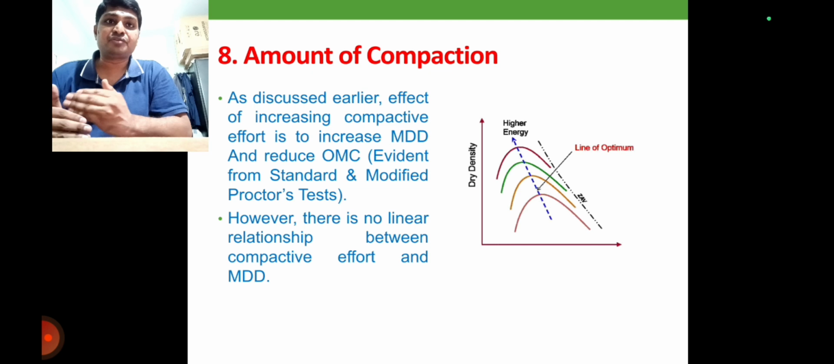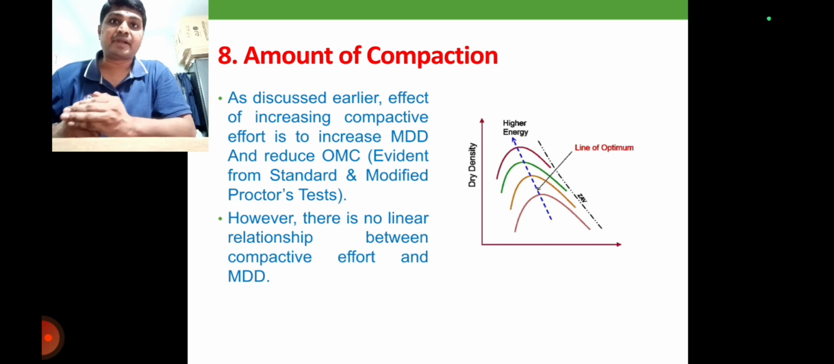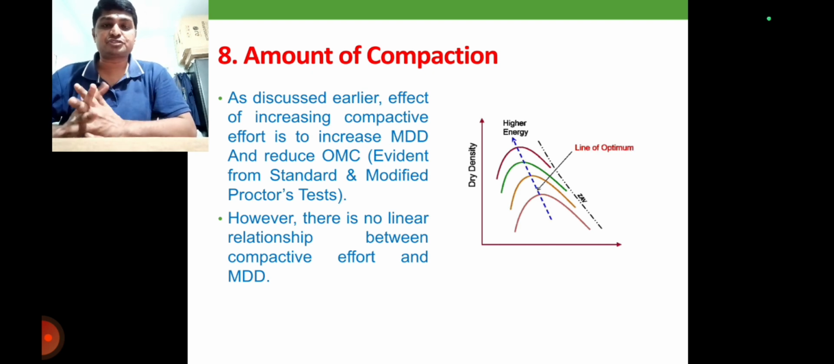The number of roller passes leads to higher compacting or densifying of the soil. The amount of compaction is also very important. As discussed earlier, the effect of increasing compacting effort is to increase the maximum dry density and reduce the optimum moisture content. However, there is no linear relationship between compactive effort and maximum dry density.